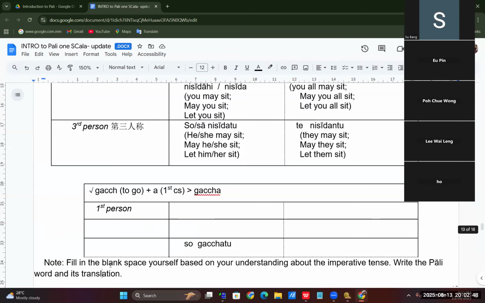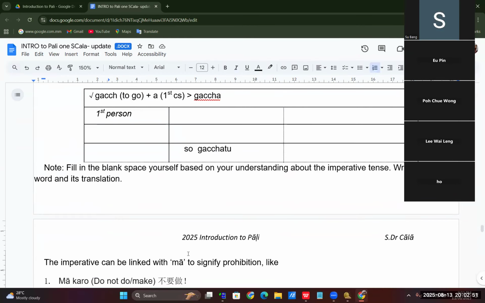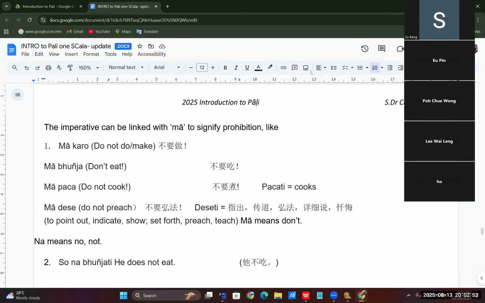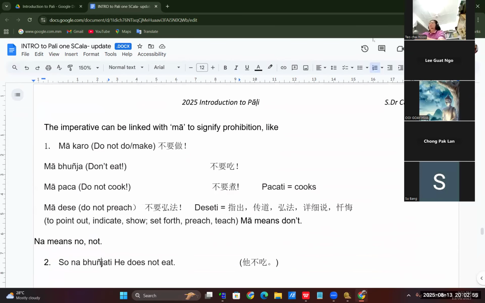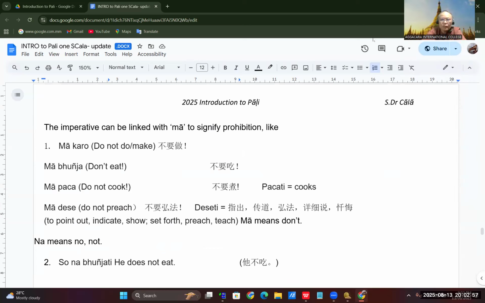Okay. So this one you do it as yourself, all right? Now I want to go for the next one. Okay, now in the Pali Meiji, it says about this ma. So ma signifies prohibition, like ma karo. Karo, remember just now we saw the words karoti, karotu. Now this ma karo means do not make, do not do.